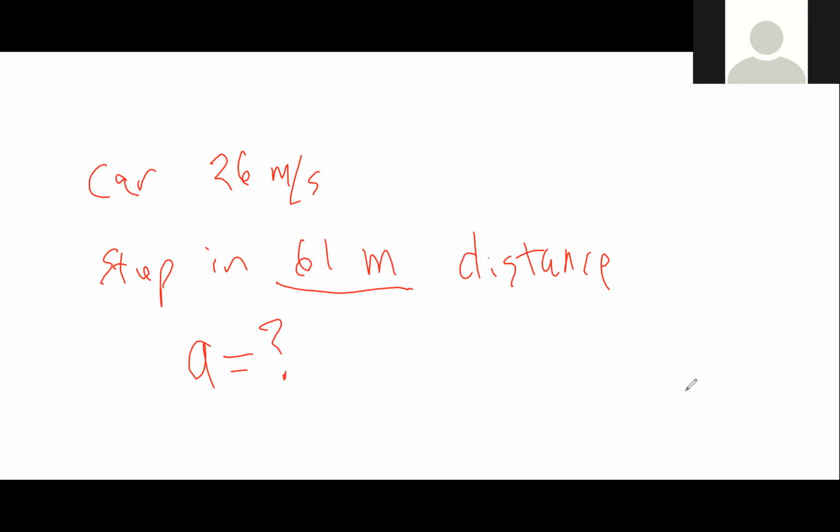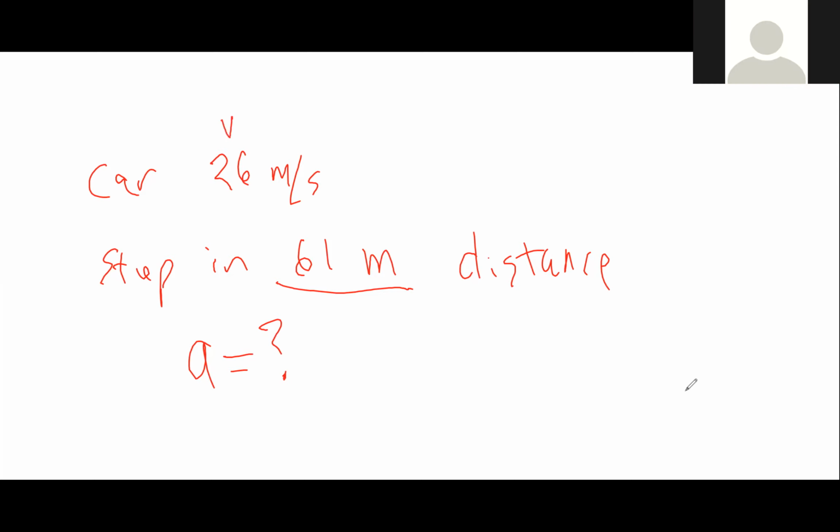Would 26 meters per second fall under velocity initial, V initial? What do the rest of you think? I would say yes. Yes, because that's how fast the car was moving when he decided to hit the brakes. So that is the starting velocity. That's the initial velocity. What is the final velocity going to be?